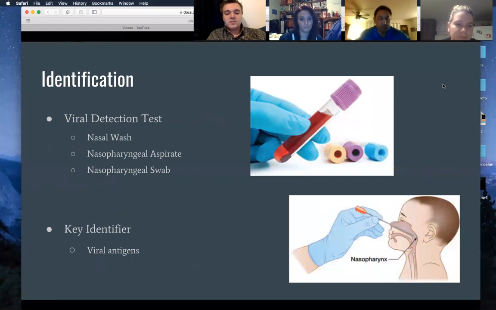The best way to identify if a patient has RSV is through detection of viral antigens in respiratory discharge. There are three ways to check this: nasal wash, nasopharyngeal aspirate, and nasopharyngeal swab. The first two ways can identify RSV more easily, but they require specialized equipment, while the swab is more accessible and pleasant for the patient.